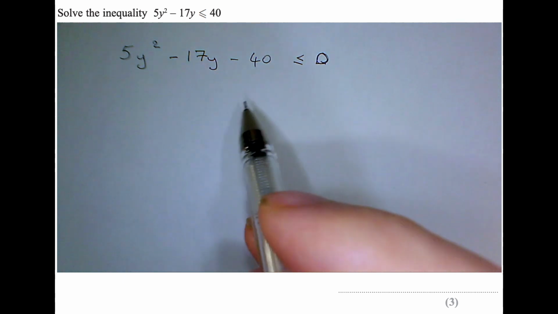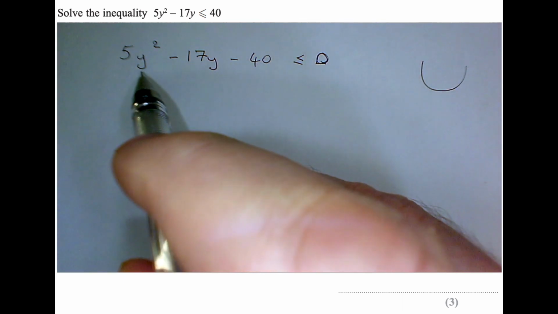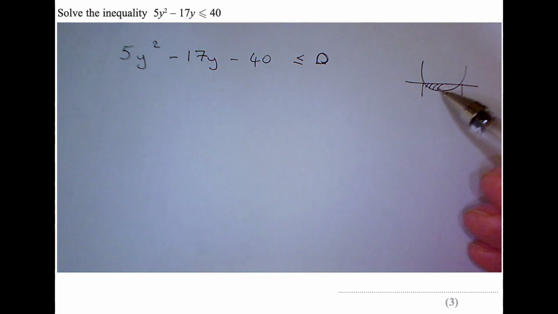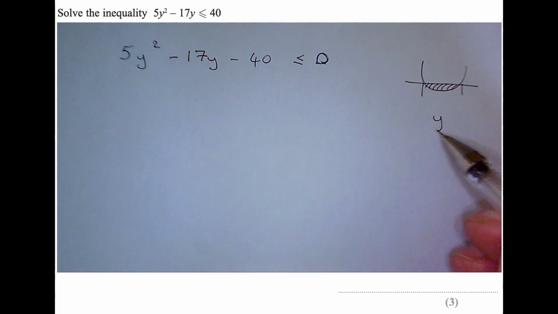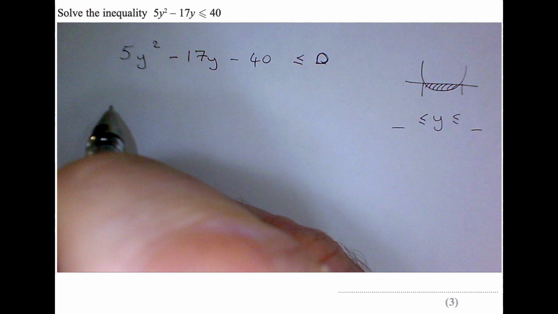So if I just draw a quick sketch of the quadratic curve, it's going to remind me that for a positive quadratic curve, the bits I'm interested in are beneath the x-axis there, and that is going to give me this sort of shape. y is going to have to be between two limits, not outside those limits, but inside those limits.